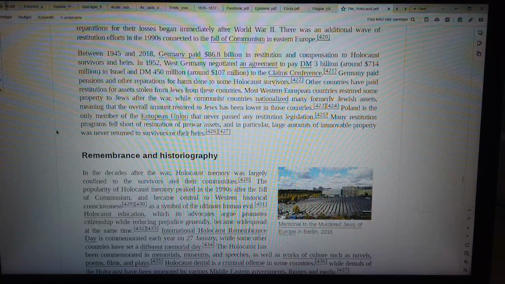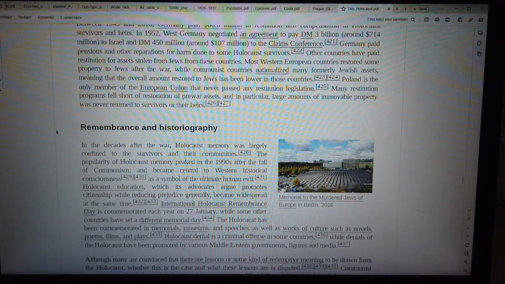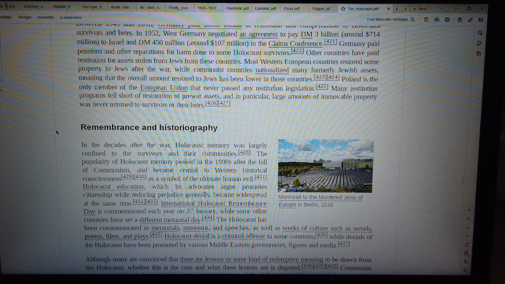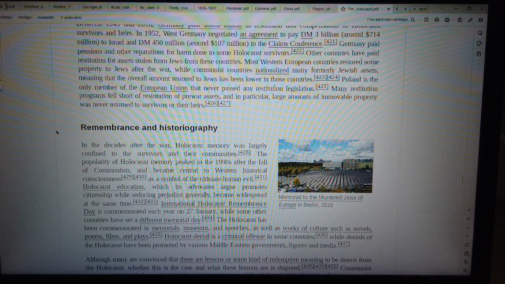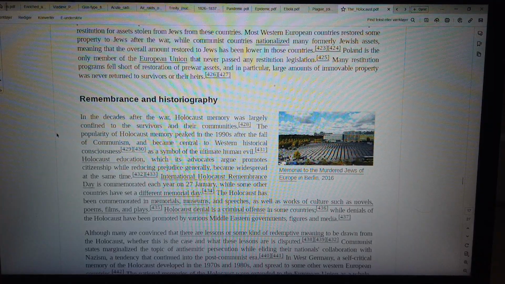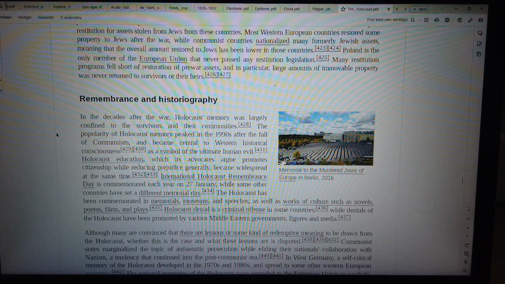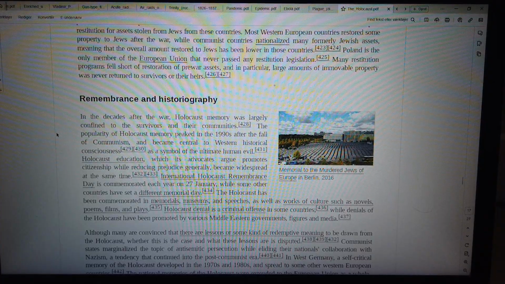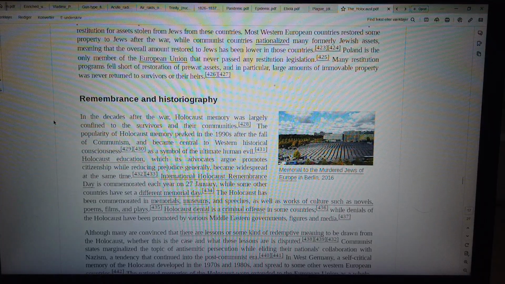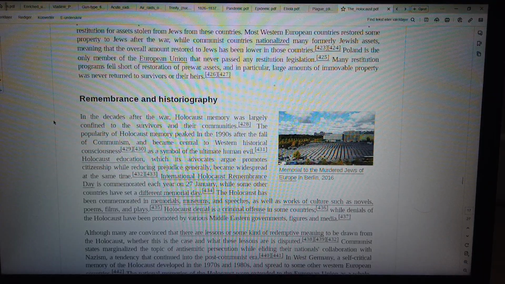Germany paid pensions and other reparations for harm done to some Holocaust survivors. Other countries have paid restitution for assets stolen from Jews from these countries. Most Western European countries restored some property to Jews after the war, while communist countries nationalized many formerly Jewish assets, meaning that the overall amount restored to Jews has been lower in those countries. Poland is the only member of the European Union that never passed any restitution legislation.